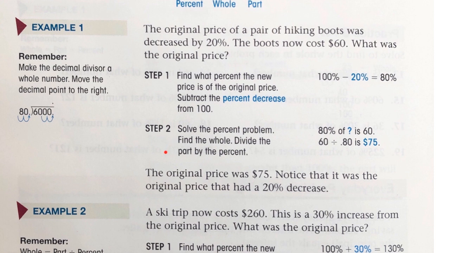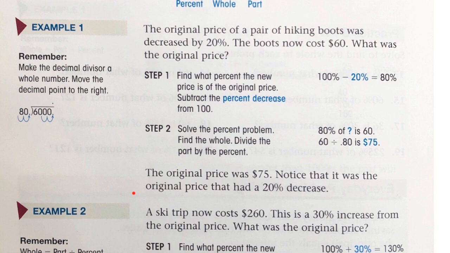So we're going to divide the part by the percent. So we have the part, 60. We have the percent of 60 is 80%. So we can divide 60 by 80%, which is really saying 60 divided by 0.80. And then when you do that math, the answer is 75, and it's dollars, so we have $75. So the original price of those boots was $75.